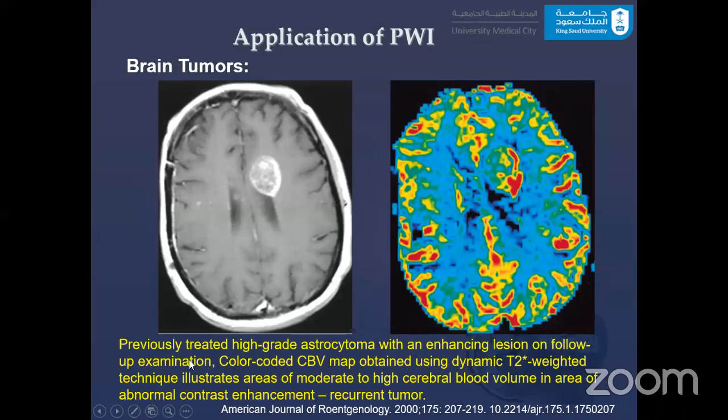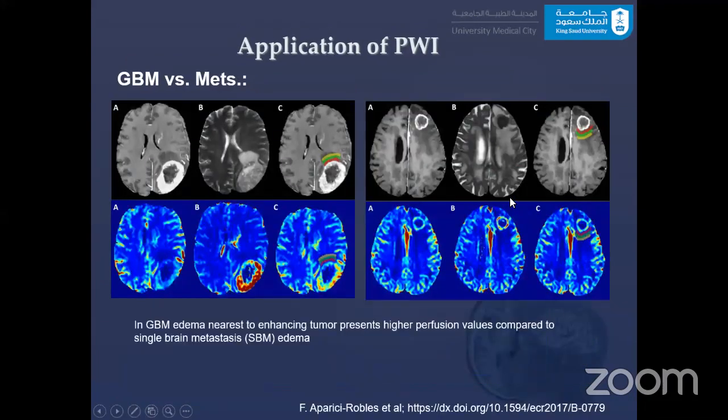Again, this is another patient previously treated for high grade astrocytoma with an enhancing lesion on the follow-up examination. The color-coded cerebral volume map obtained using the dynamic T2 star weighted technique shows areas of moderate to high cerebral blood volume, an area of abnormal contrast enhancement, which means recurrent tumor, as we can see there.